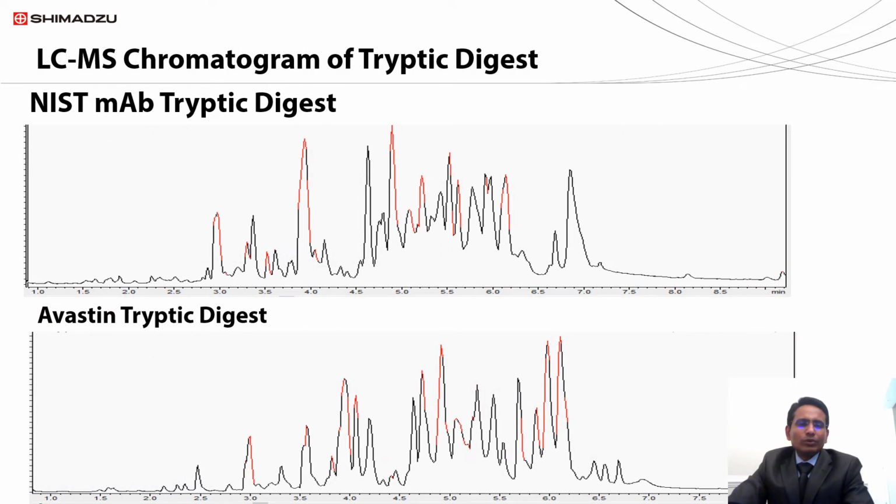Similarly as before, we have tried both NIST mAb tryptic digest and Avastin tryptic digest. The upper panel shows the NIST mAb tryptic digest with all our peptide peaks, and the same thing, all peptide peaks, for Avastin mAb on the bottom.